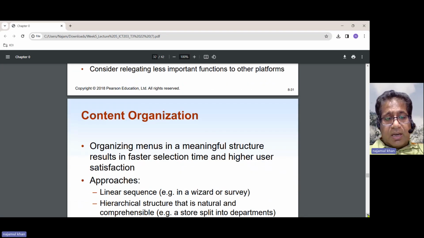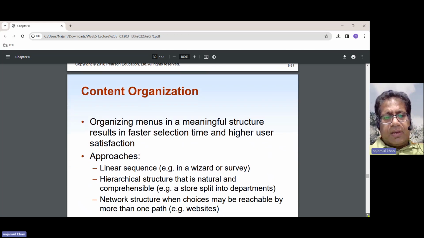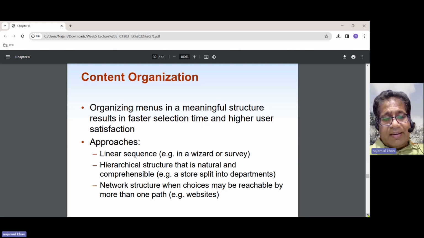Content organization, guys, this is another topic here. We're talking about how the content will be organized on your display. The different menus should have a meaningful structure, which should result in faster selection time and higher user satisfaction. Different approaches have been used, like a linear approach, hierarchical approach, network structure, which we have talked about in our assignment number 2. Sometimes it depends on which organization uses which structure. Most organizations use a hierarchical structure. They found it easy to display information and easy to search information. So different approaches have been used in that regard as well.